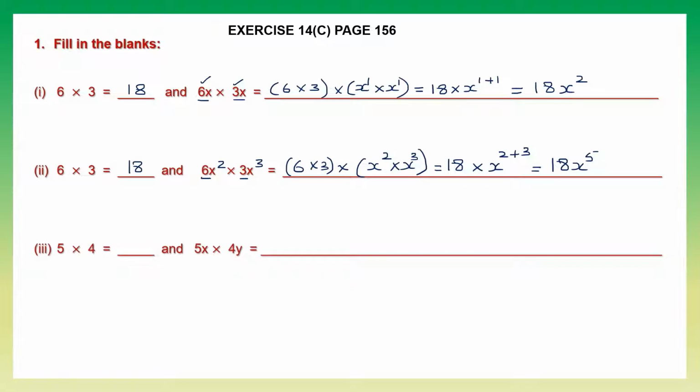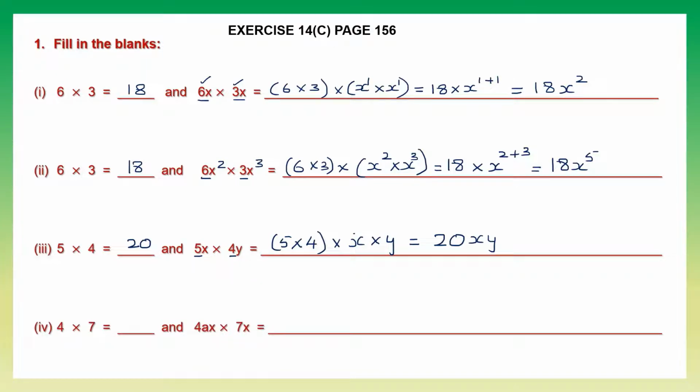Next question. 5 4s are 20. Now let's multiply the numbers first. 5 into 4, and then the literals. We have x, 1x and 1y. Okay, so let's multiply. 5 4s are 20, 20 into x and y is simply 20xy.